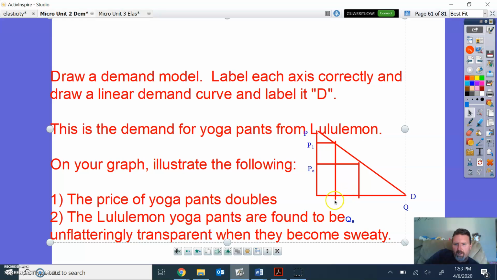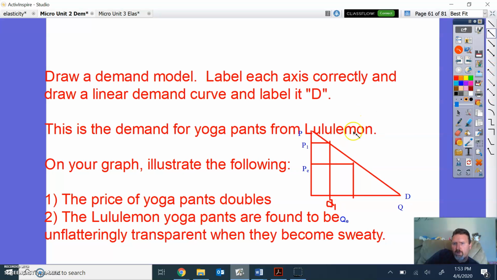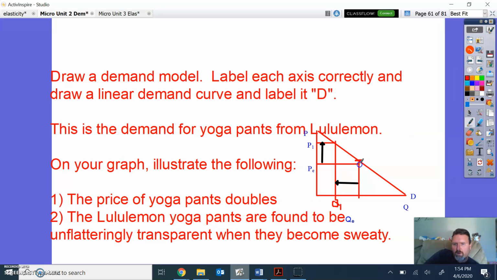Okay, and then I'm just going to use my pen. Okay, here's Q1, right? Okay, so when this happens, quantity goes from here to here, and price goes from here, oops, wrong way, here to here. Right? So we just slide along the curve from this point to this point, right?